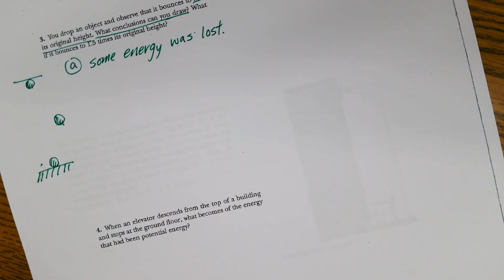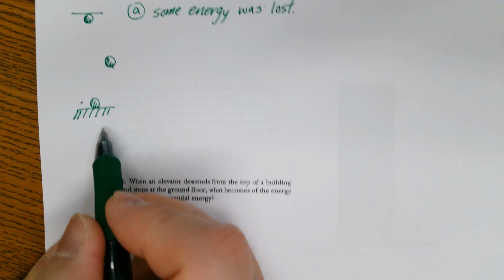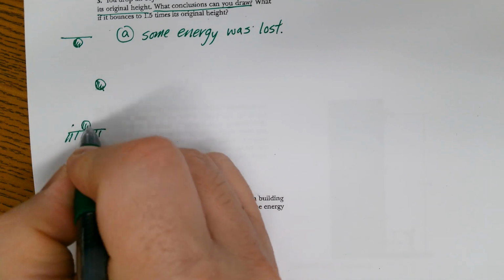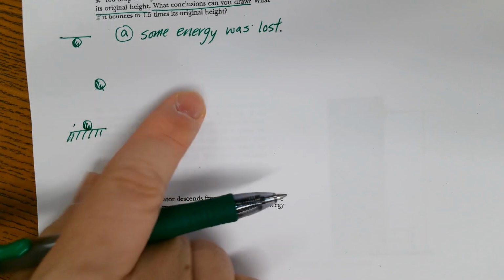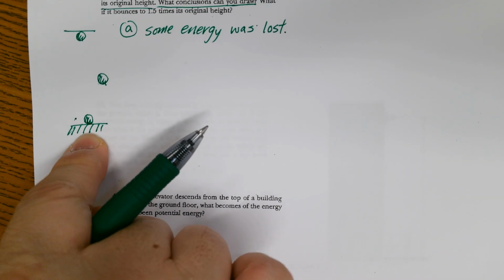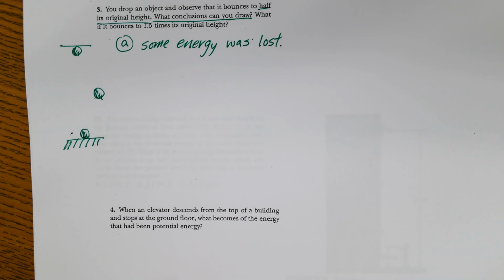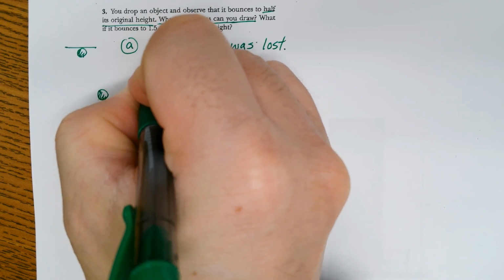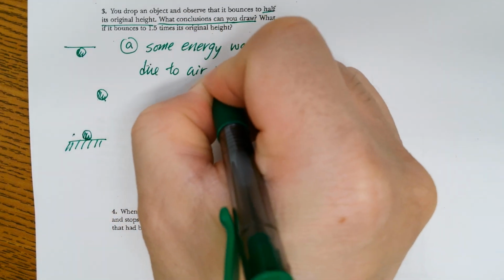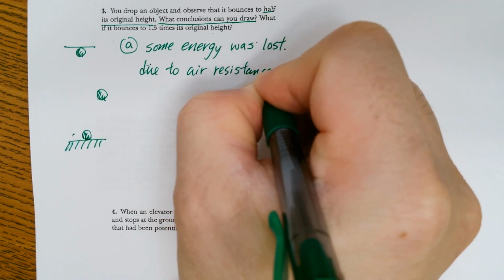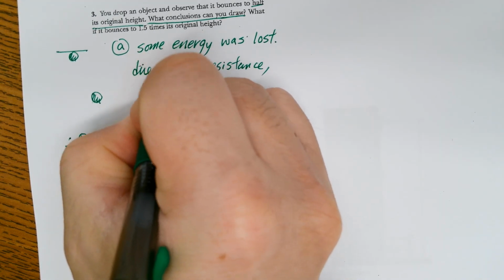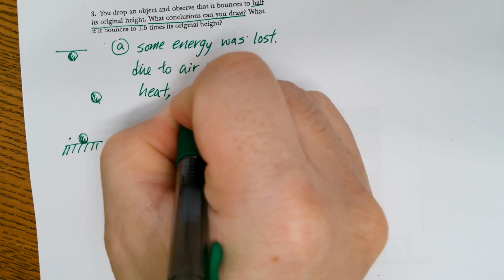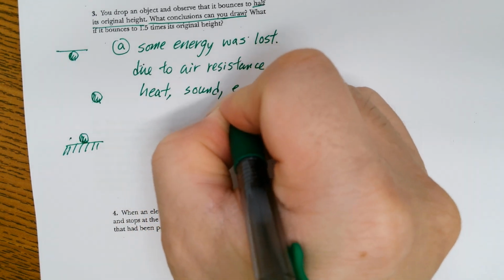Most likely, when it hits the ground, the energy as heat and sound pretty much gets dissipated throughout the universe when it hits there, and that's how the energy was lost. Okay, maybe air resistance, right? Okay, heat, right? Sound, etc.